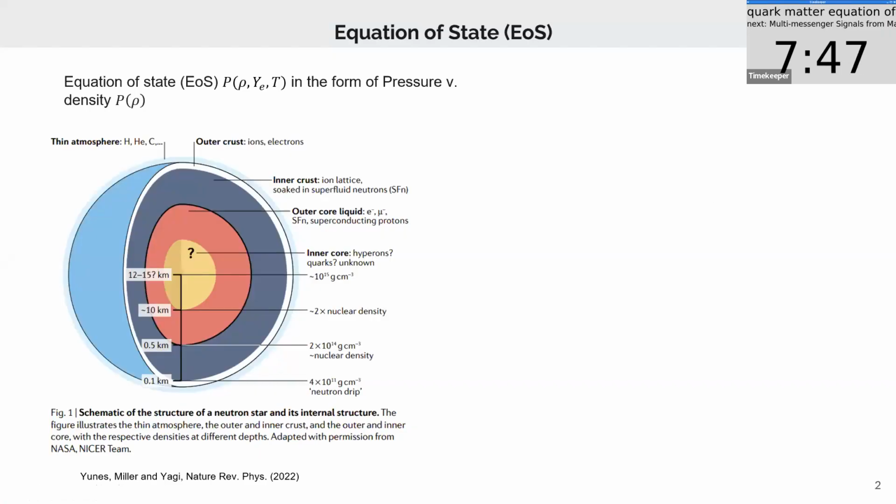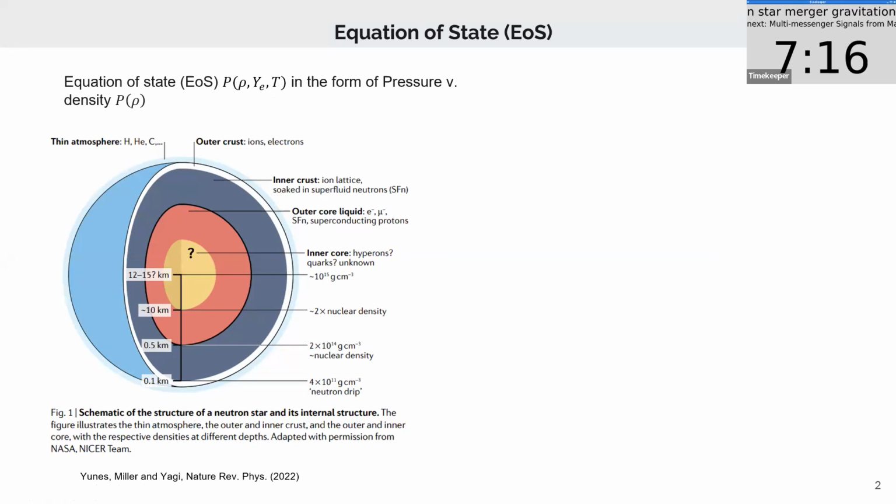An EOS is basically an equation that you need in order to solve the TOV equation to get the structure of a neutron star. It tells you what the pressure is as a function of density, electron fraction, temperature, and so on. Based on the thermodynamic properties of the neutron or nuclear matter at any position, you can get features like the pressure exerted by that nuclear matter.